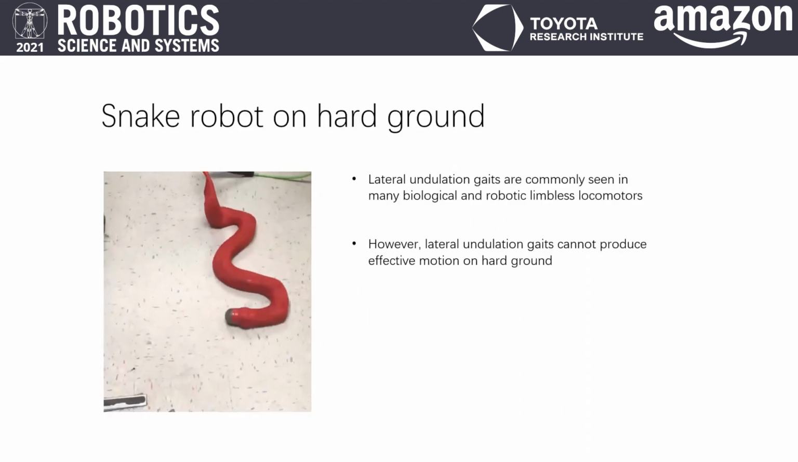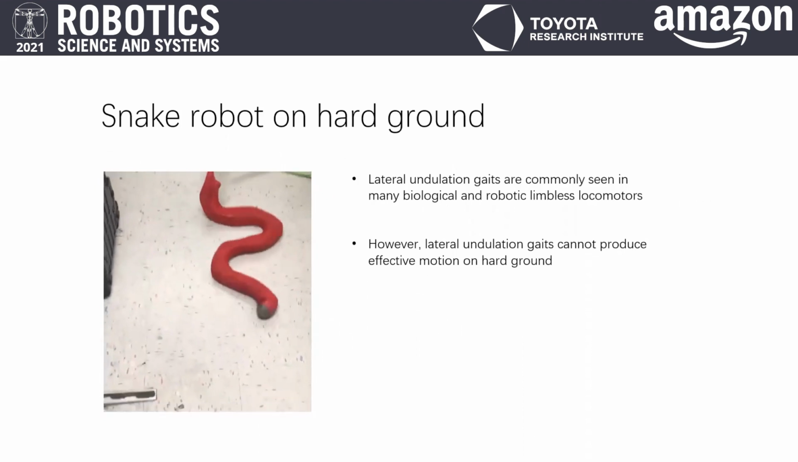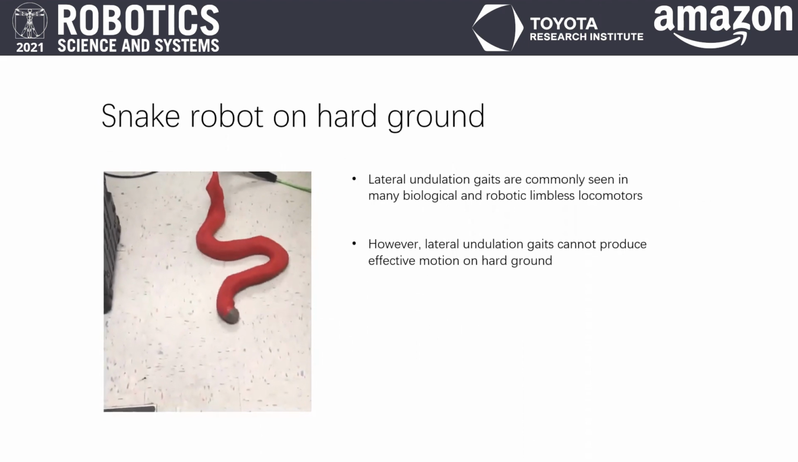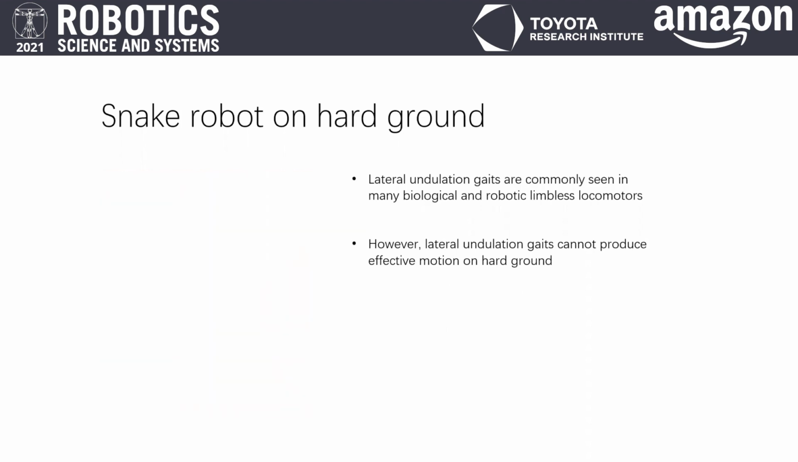Before we start, let's take a look at general snake locomotion. Lateral undulation gaits are commonly seen in many biological and robotic limbless systems. However, lateral undulation gaits cannot produce effective motion on hard ground, as you can see from the example video here.